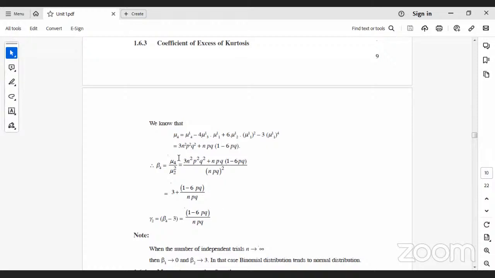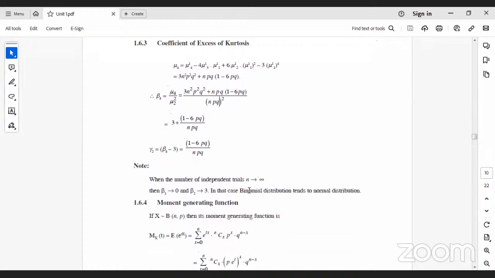This 3 we take common here. We can treat it as n square p square q square, and 1 should be cancelled here. So therefore npq we can take, 1 minus 6pq by npq. So this is the basic fundamental of this one.